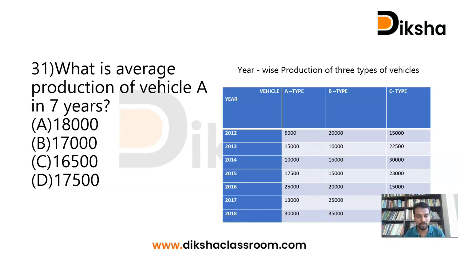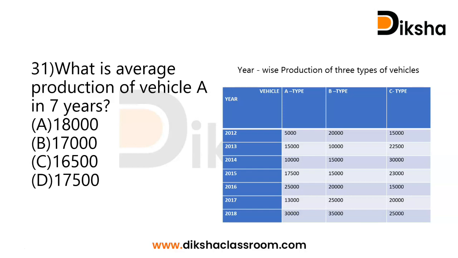So let's move to question number 31. What is the average production of vehicle A in 7 years? So that's the first question. You want to find the average production of vehicle A in 7 years. Easy question, direct application of average. So try to do it. We'll give you some more time.